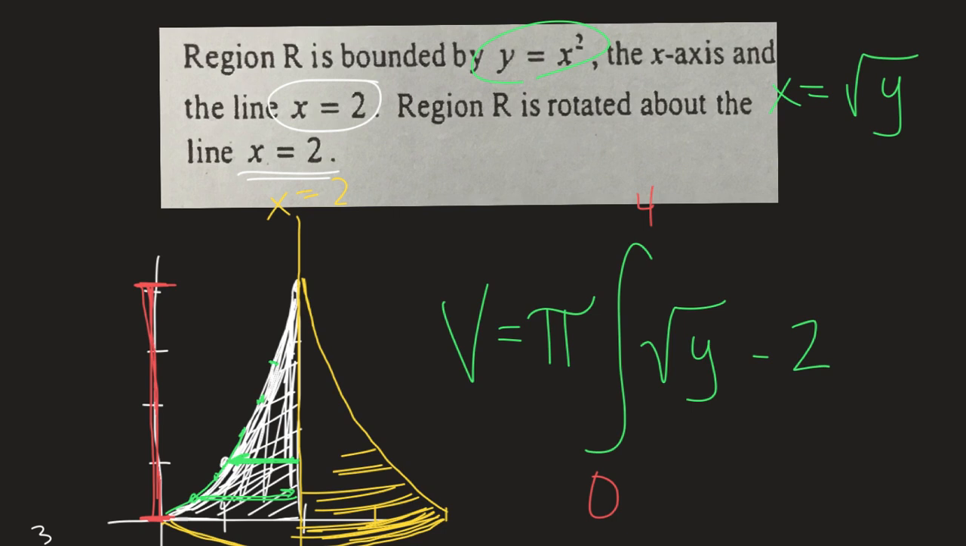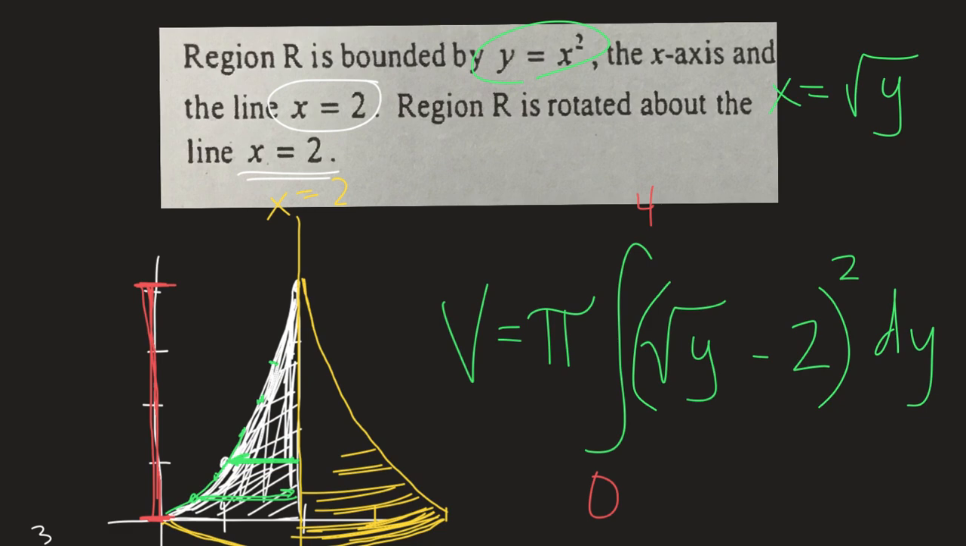And since it's still a circle, we have to square that radius. And now we have the integral with dy. Why is it minus 2 again? Just like your last function, this is your axis of rotation, and this is your function. So the difference between your function and the axis of rotation is your radius. And since it's horizontal, we have a y function and we have dy.